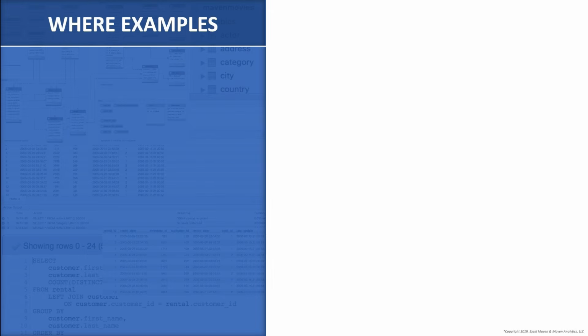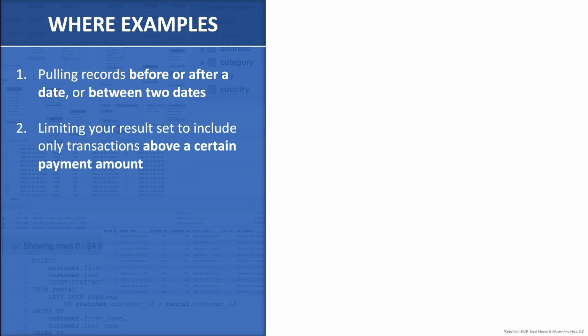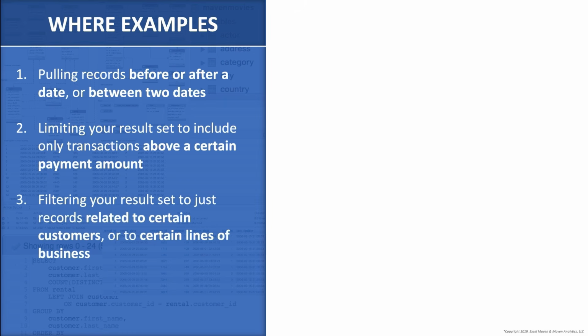Here are some more common examples of where logical operators. You can pull records that happen before or after a certain date, or between 2 dates. You could limit your result set to include only transactions at or above a certain payment amount. You could filter your result set to just records related to certain customers or certain lines of business or any other criteria that you could think of.